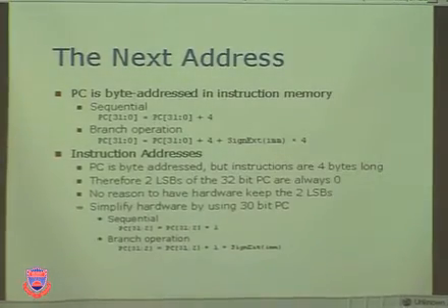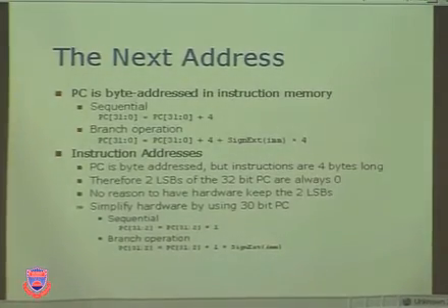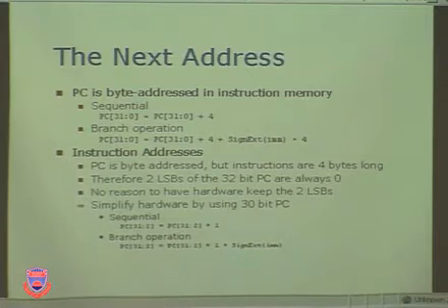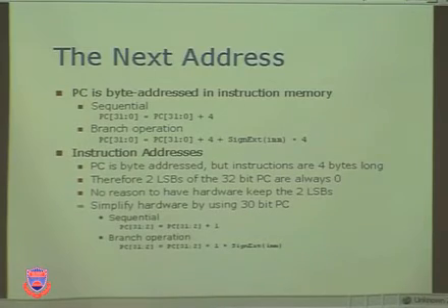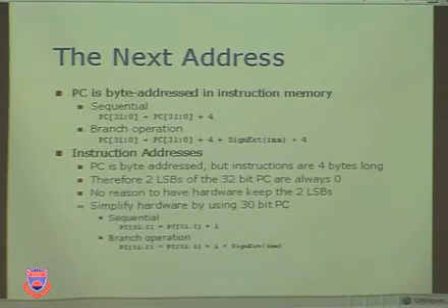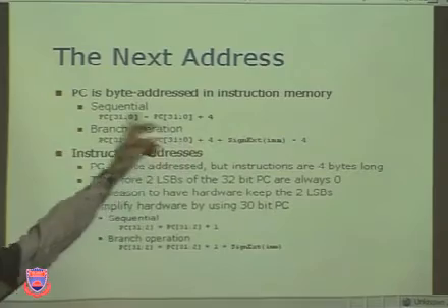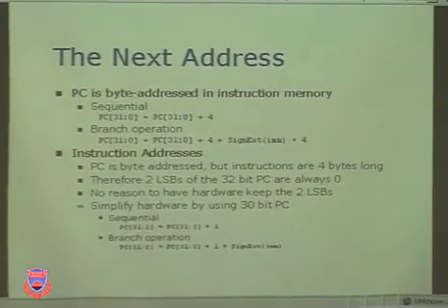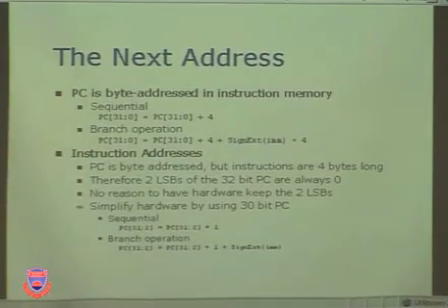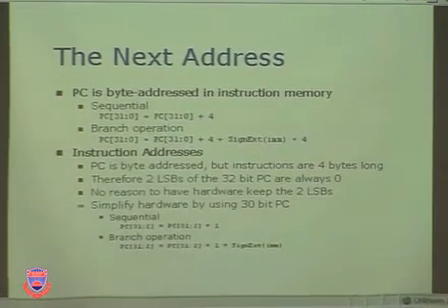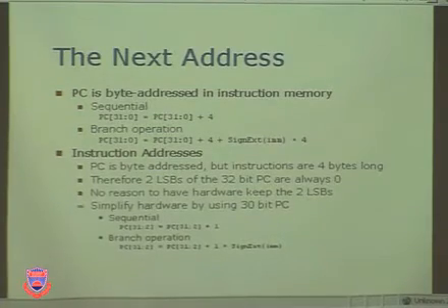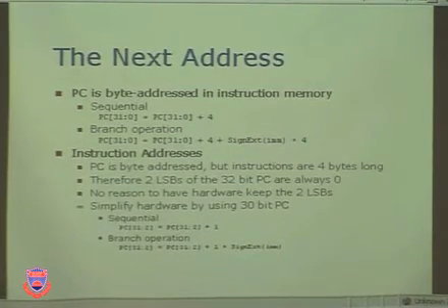All right, let's look at this next address business for branching, and then you can imagine that it'll just continue right into jumping as well. So we're almost finished. The PC is byte addressed in the instruction memory, okay? So sequentially, you want to take the old PC and add 4 and make the new PC, because 4 bytes later is the next instruction. And so branching would do this for us, okay? That's when you think about byte addressing. Instructions are 4 bytes long, and therefore the 2 least significant bits are always going to be 0, 0, aren't they?